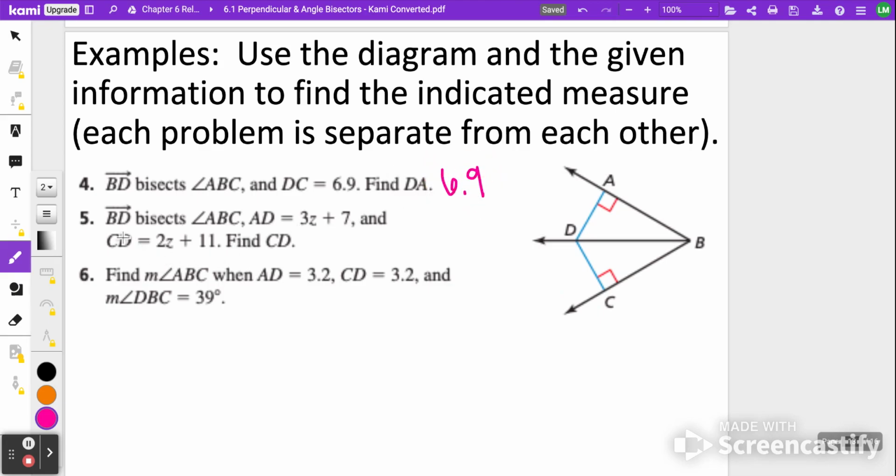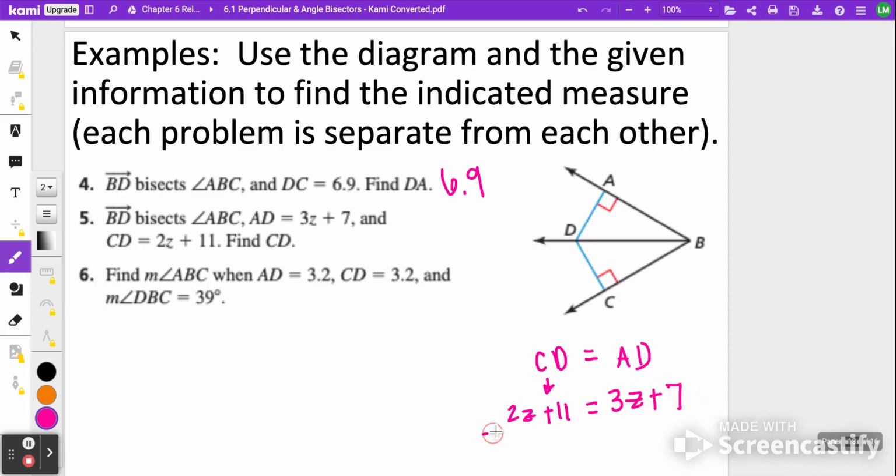Number 5 states BD bisects ABC, and AD is equal to 3z plus 7, and CD is equal to 2z plus 11. Find CD. So what we do know is that because BD is bisecting ABC, I can say that CD is equal to AD. So what I would do is I would just plug in those two expressions. CD is 2z plus 11, and AD is 3z plus 7.